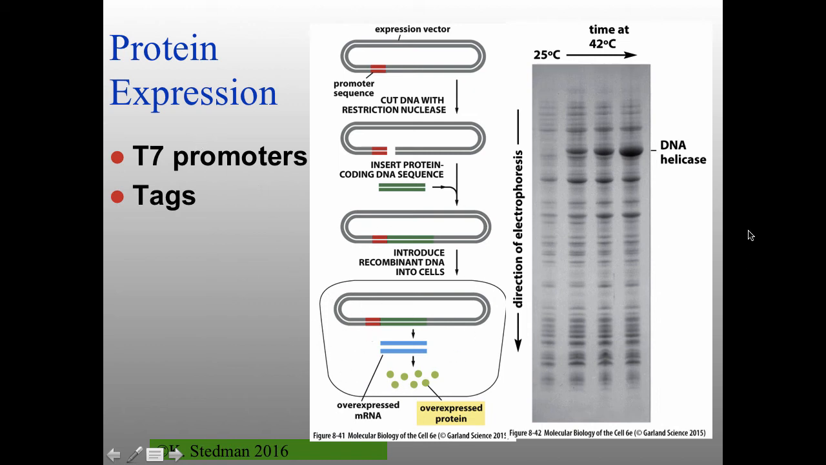In this case, your favorite gene is a DNA helicase. And then once you have lots of this, then you go through the appropriate purification process. Very often, not only will you have a promoter and a ribosome binding site here, you will also have some kind of tag so you can do affinity purification of this particular protein.